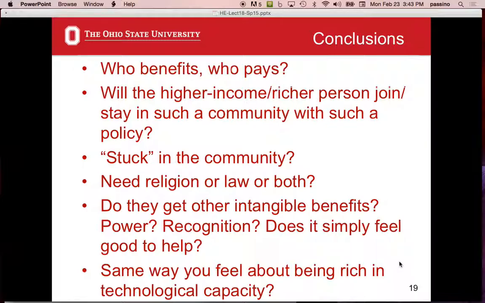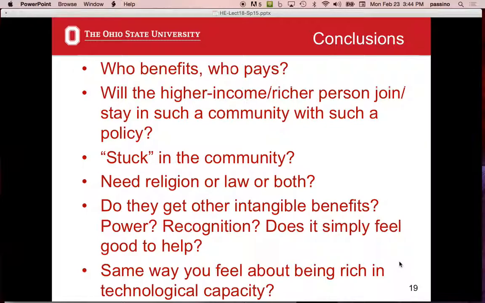Next question: will the higher income or richer person join or stay in such a community with a policy? We're going to begin to address this issue next class period, but it's a valid question. If you live in a society and you think it's unfair to you, will you move? In a community like this, you can ask the same question. Will people just move and opt out, or are you stuck in the community? Some people would feel stuck because their family is living there, their friends are living there, this is home. They'll say, I won't move, and they'll play by the game.